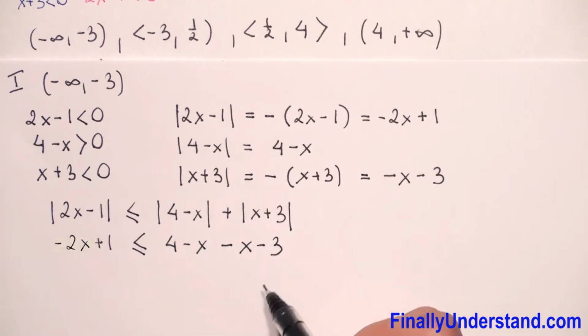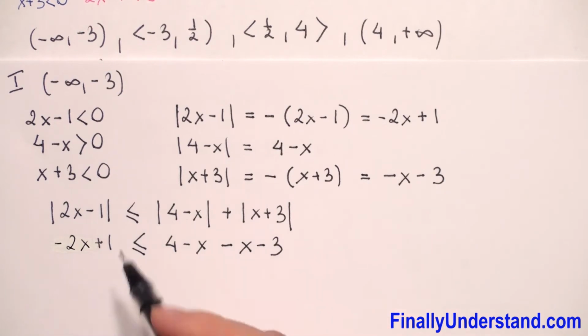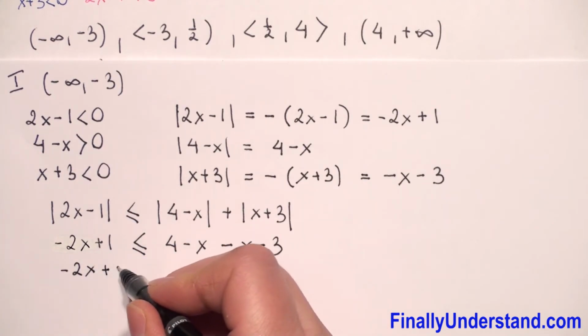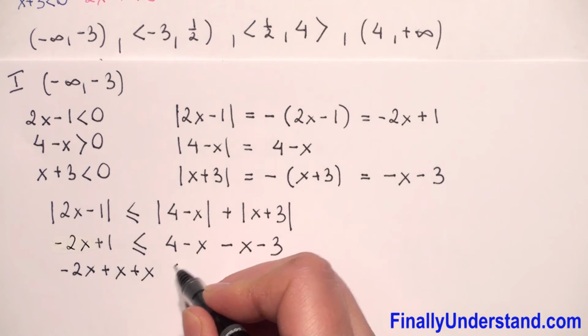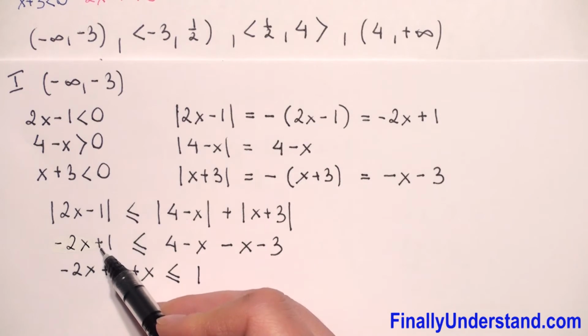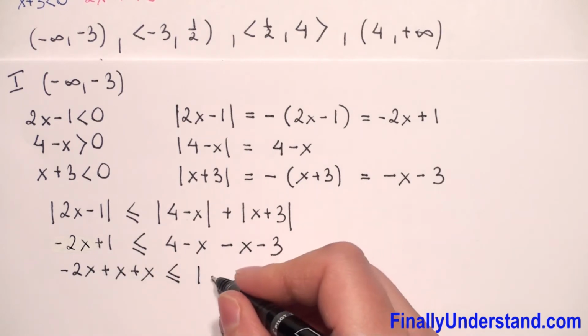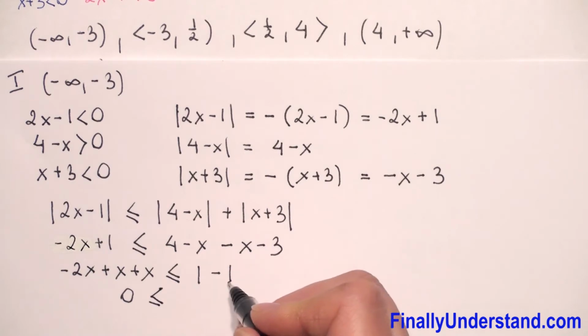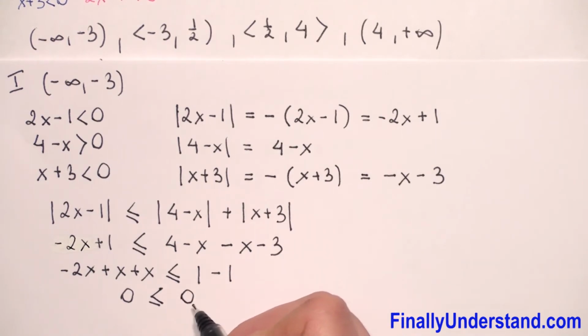Now we have to organize these inequalities. I will move the expression with x to the left side, so it will be negative 2x plus x is less than or equal to 4 minus 3, which is 1, and I will move positive 1 to the right side, so it will be negative 1. Negative 2x plus x is 0. 0 is less than or equal to 1 minus 1, which is 0. 0 is equal to 0. So it means our inequality is always true.